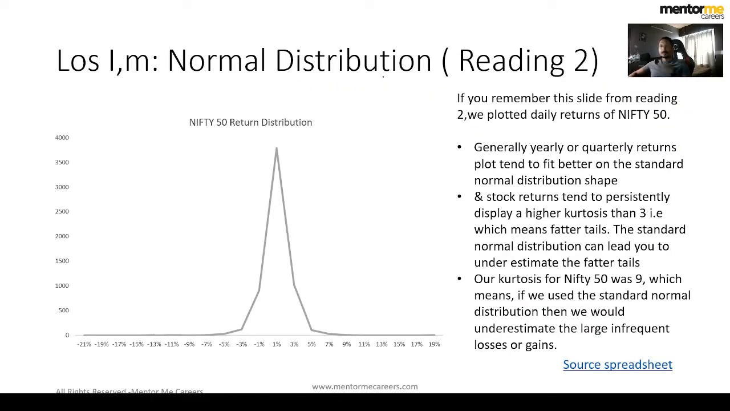Now let's look at normal distribution going further. You might remember that we plotted the Nifty 50 distribution, right? And this is actually daily returns of Nifty 50, and you can see that this is the mean. So the mean is somewhere around here, right? That's 1%, and it looks pretty symmetrical, but it's not exactly a standard normal distribution.